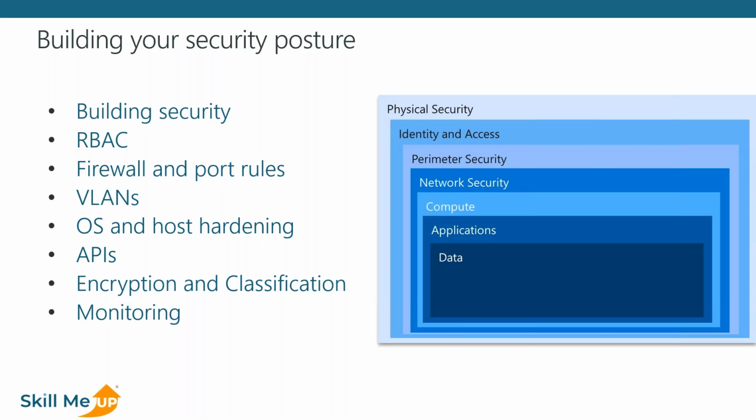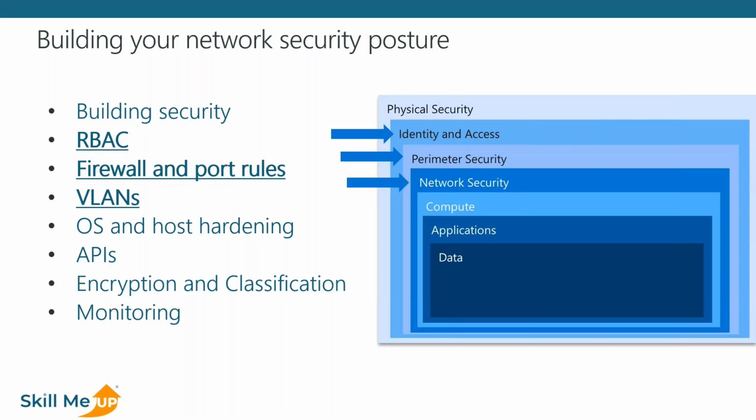Then we have our identity and perimeter and network security as we get to compute services and applications. What we're going to talk about mainly within the context of this presentation is these three here beyond physical security. And that's the first three layers: identity and access, perimeter security, and network security. And those three layers are what we need to take into account when we're planning and defining our network architecture.